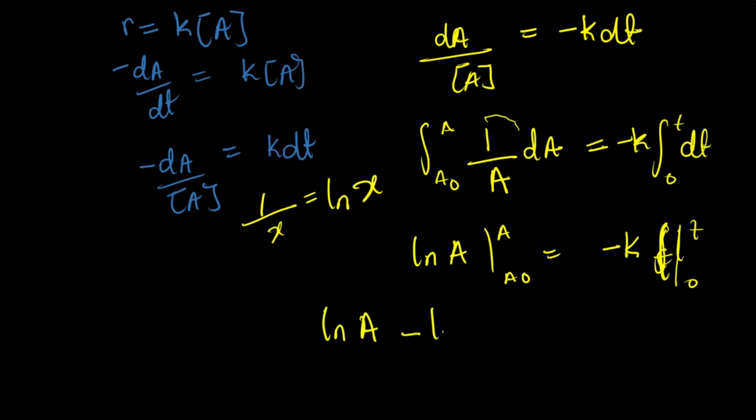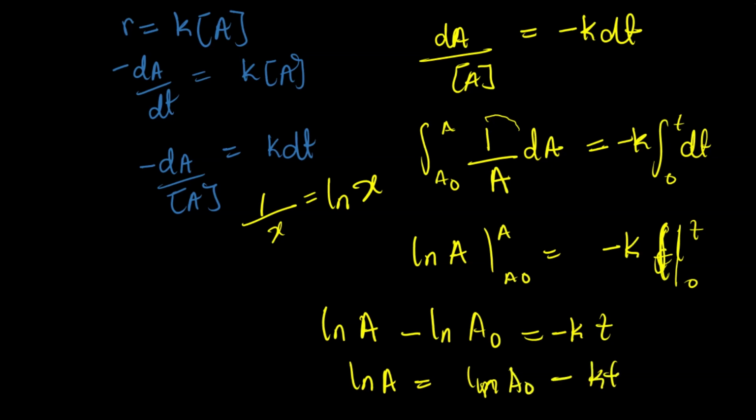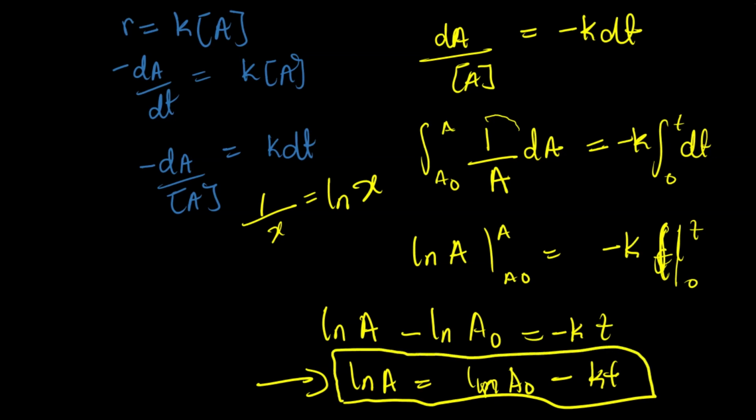Now we're going to substitute. Okay, so this is going to mean ln A minus ln A naught is equal to negative kt. All right, so this means that ln A is equal to ln A naught minus kt. Okay, this is the integrated rate law for a first order reaction, and you could also apply the slope-intercept form for a straight line, and see here that the slope is also negative. Okay, very quickly, let's also derive that for a second order reaction.